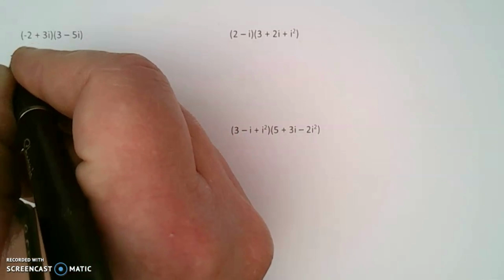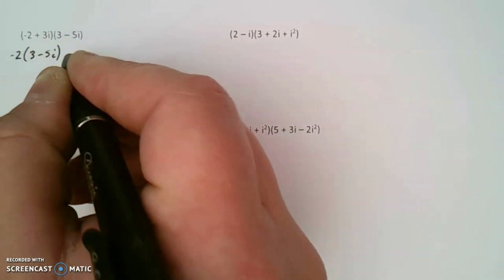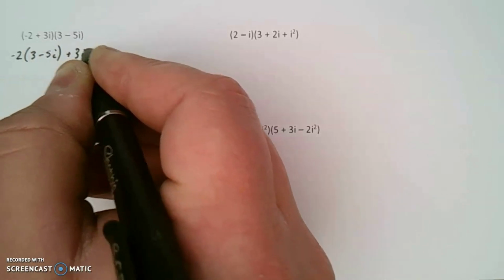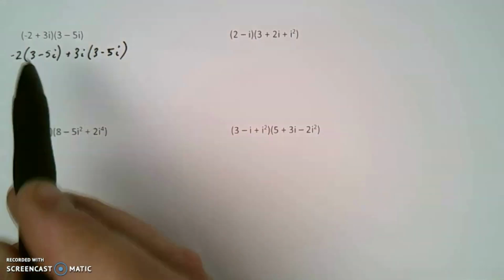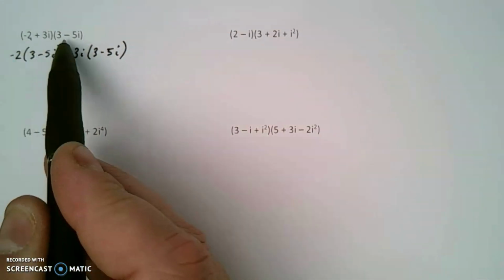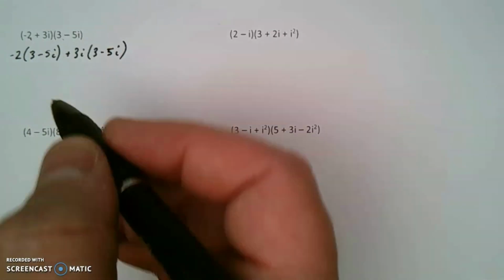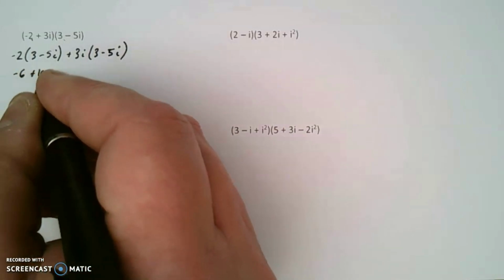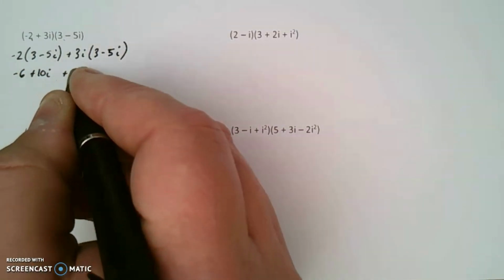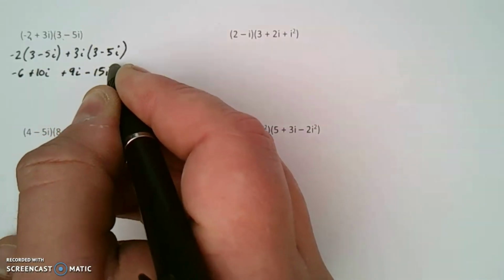I'm going to go minus 2 times 3 minus 5i, and then I'm going to do plus 3i times 3 minus 5i. This is the distributive method where you distribute this term to this entire binomial and then distribute this term to this entire binomial. So we'll multiply these. We'll get negative 6 plus 10i, and then we get plus 9i and minus 15i squared.